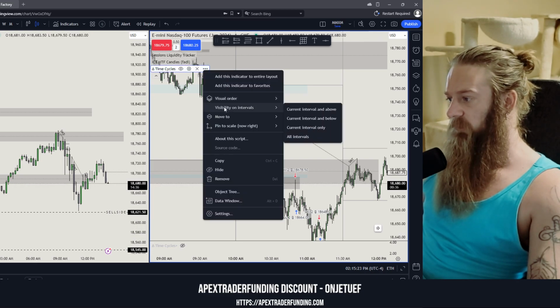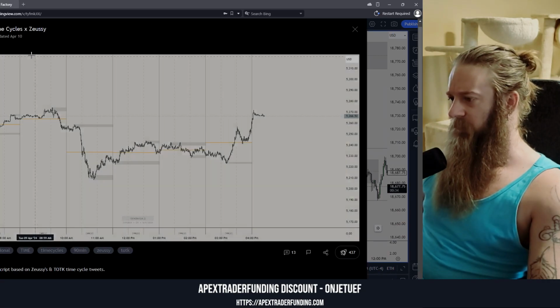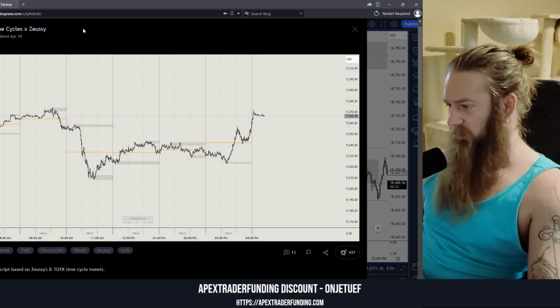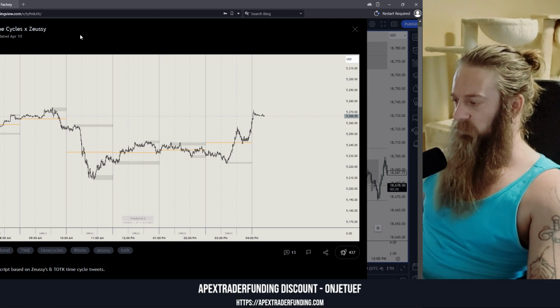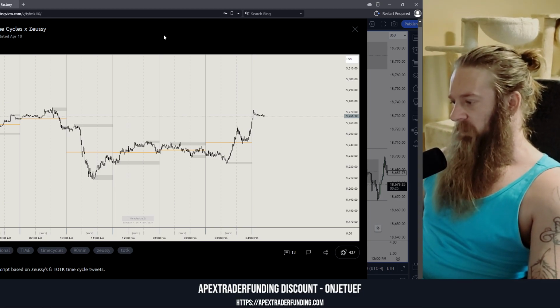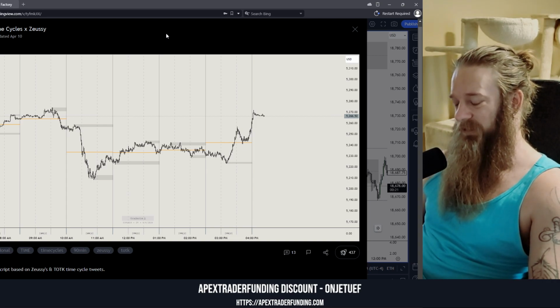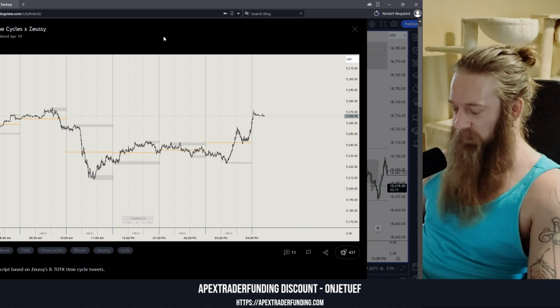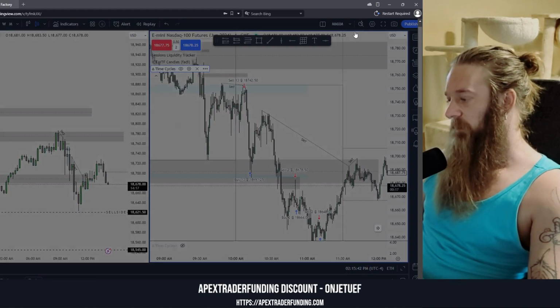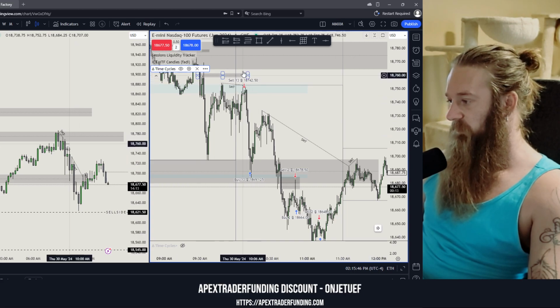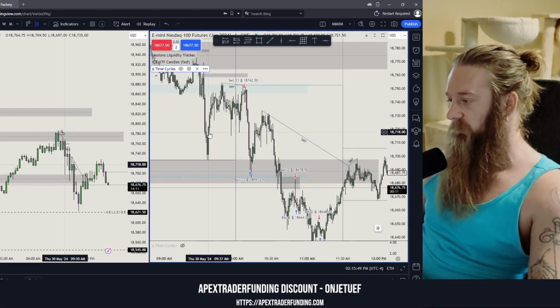I think we can go here. Time cycles in relation to Zeus's concepts about time cycles. Go watch that if you don't know what I'm talking about. But the simplest way that I could put it is looking at 90-minute cycles. And so I've plotted those lines for the cycles and then the highs and lows of those cycles.